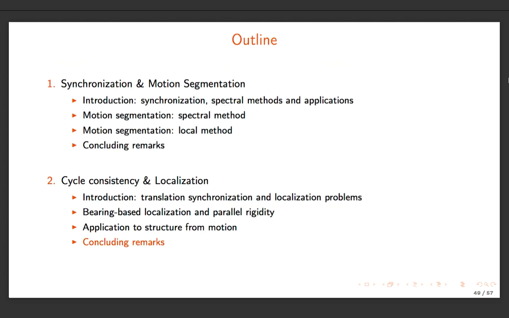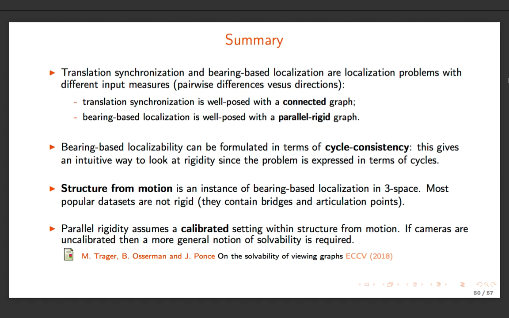Now I will report some concluding remarks on the second part of this talk, that is, localization and cycle consistency. I showed that translation synchronization and bearing-based localization are localization problems with different input measures, namely pairwise differences versus directions. Accordingly, they require different assumptions. Translation synchronization is well posed with a connected graph, whereas bearing-based localization is well posed with a parallel rigid graph.